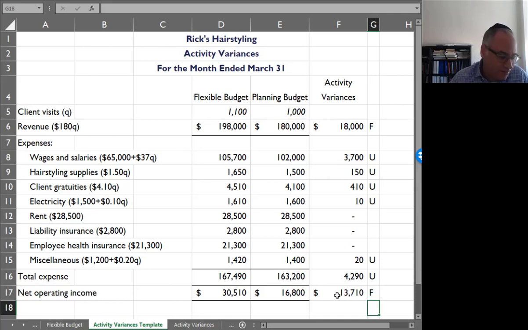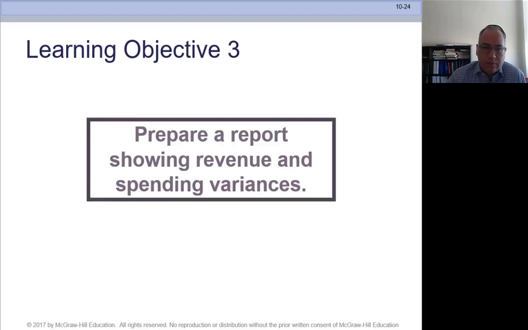There you go, F, favorable. So this is what activity variances look like. And the basic idea, a very important idea to get, is that you would expect these things to happen if activity changed in this way. So if activity changed and you had 100 more client visits, then this is what you would expect to happen to the company. Very simple.